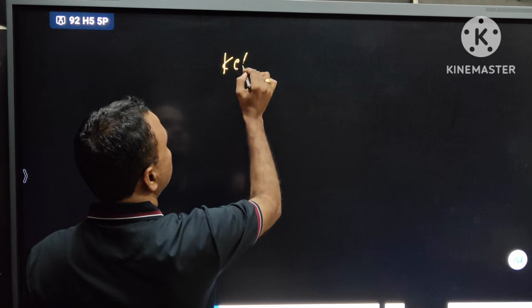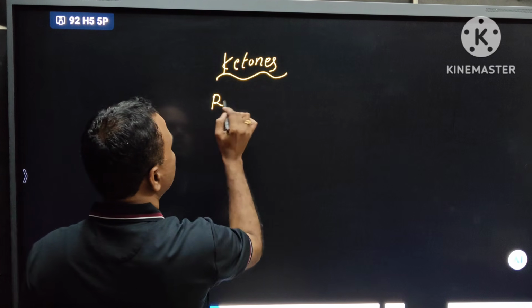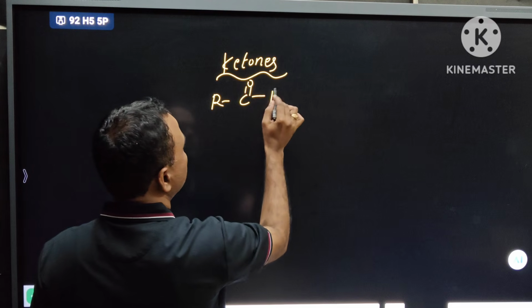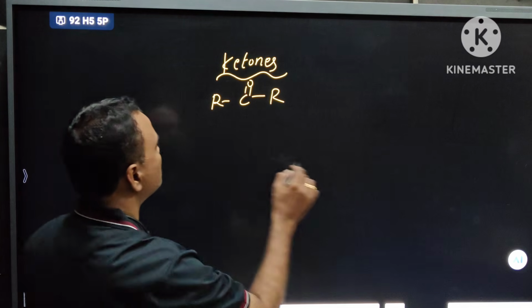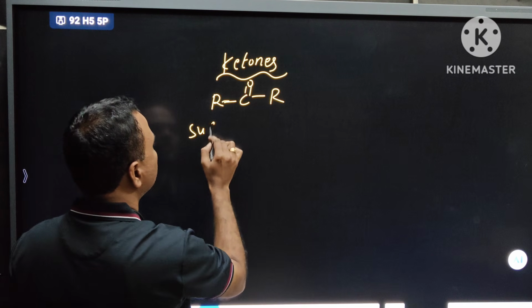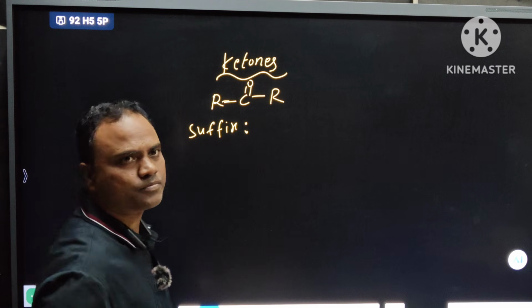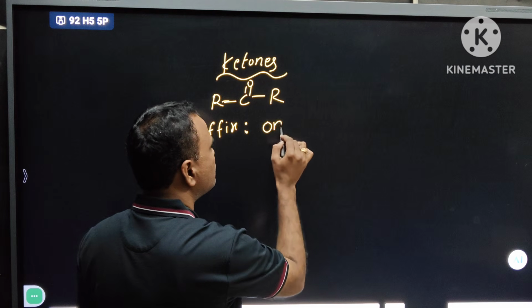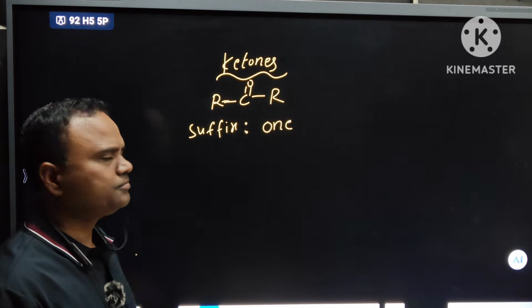Ketones. What is the general representation of ketone? R C double bond O R. Okay. What is the suffix for ketones? Ketone suffix. Tell me the ketone suffix. On. Right?